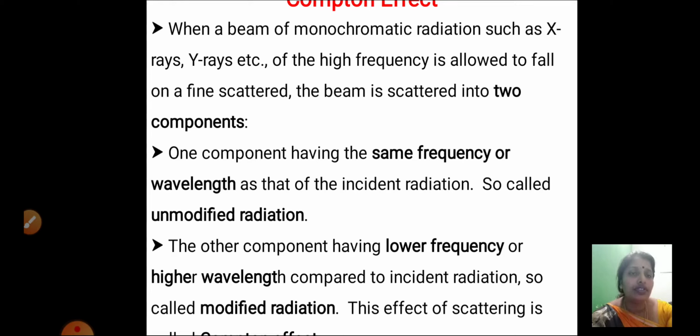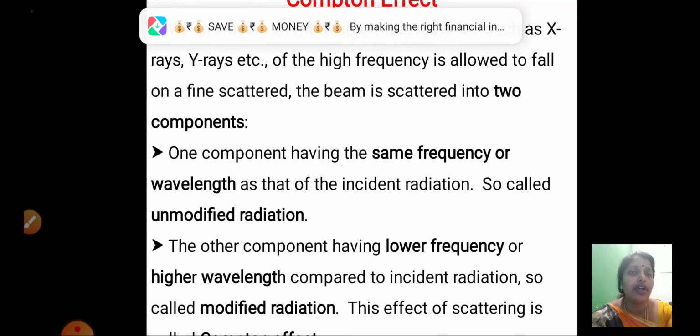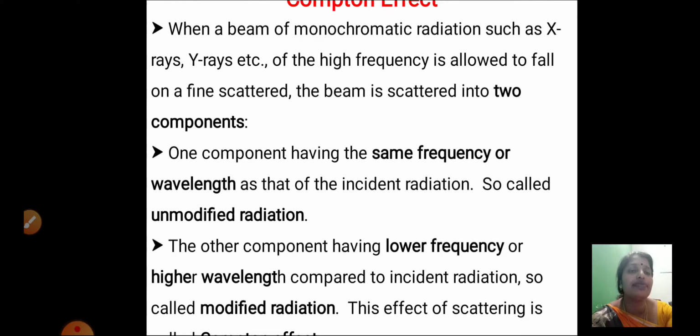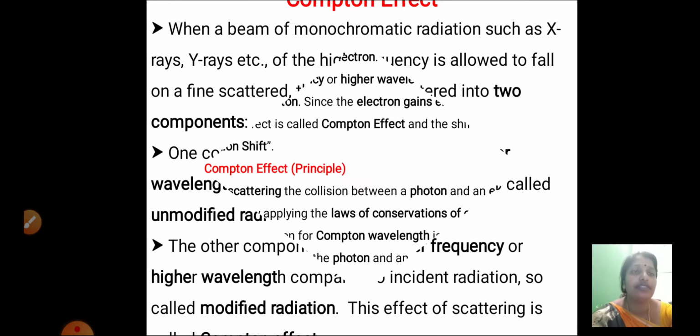Then we analyze this with the modified radiation. Depending on your incident radiation, the beams are scattered into two components. The first is the unmodified radiation, the second is the modified radiation. In between, there is a change in wavelength. For unmodified radiation, consider lambda; for modified radiation, lambda dash. This difference between the wavelengths is called Compton shift or Compton wavelength. This effect is known as the Compton effect.